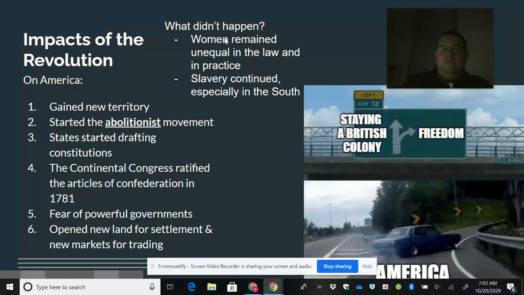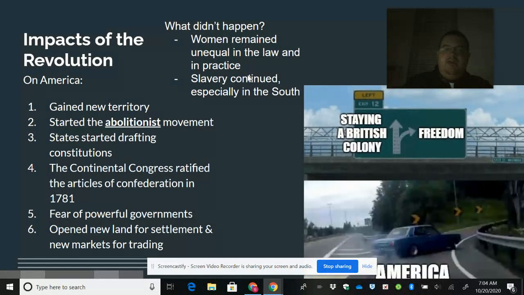Number 1, women remained unequal in the law and in practice. And this is still something we're dealing with even today, 300, 400 years later, is equality for women. Okay, women actually gained the right to vote in 1920. Which sounds like a long time, but it's really not when you consider that's only 100 years ago. So that means probably your great grandparents didn't have the right to vote.